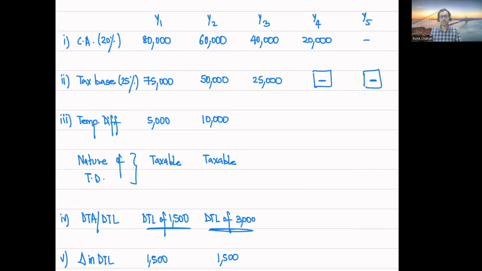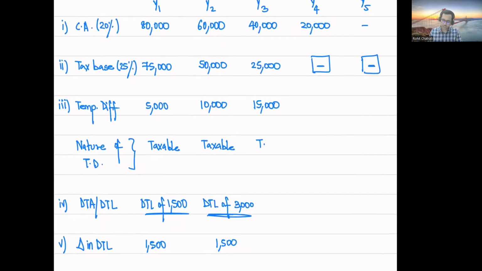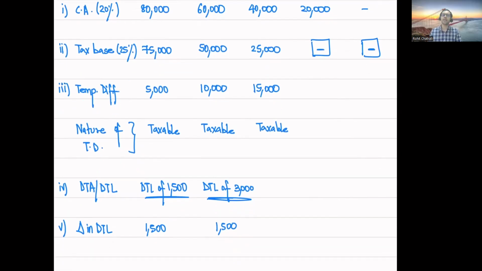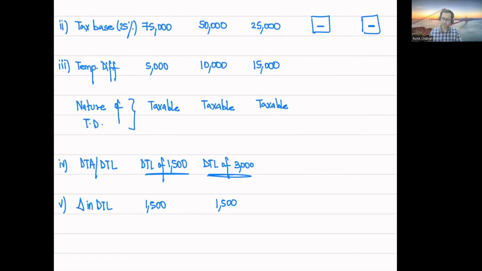Let's now move on to year 3. The temporary difference has now increased to 15,000. I'm going to have a future taxable income in the form of sales of 40,000 and a future deduction of 25,000. Therefore, my temporary difference is 15,000, which is going to result in a future taxable profit. This is also going to be classified as a taxable temporary difference.